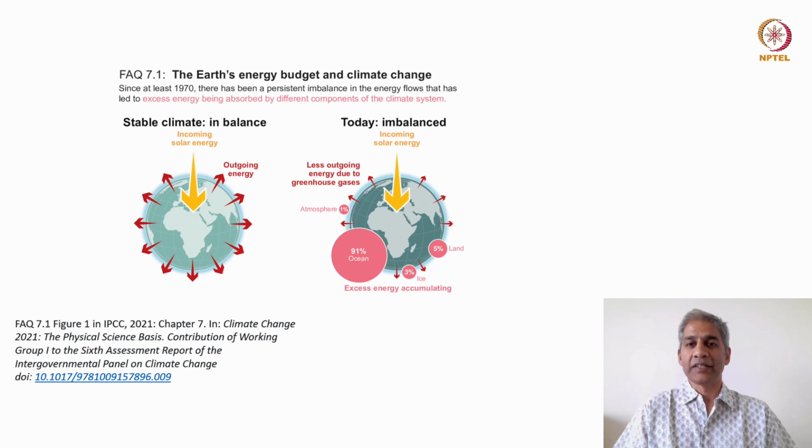But in today's scenario, because you have this blanket over the Earth's surface in the form of these greenhouse gases, there is less energy going out, so it is remaining trapped. And so where is that energy going? It looks like most of that excess energy is being absorbed by the Earth's oceans, leading to their warming.